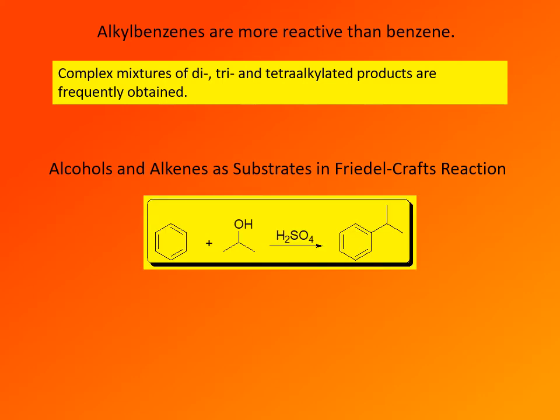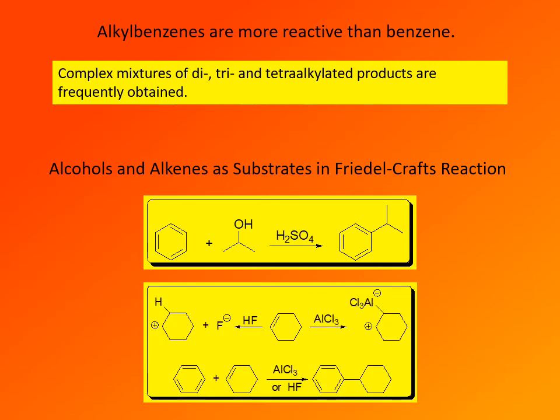For example, alcohols upon treatment with sulfuric acid lose a molecule of water to generate an intermediate carbocation, so that's one possible activated electrophile. Another method particularly commonly used in industry is activation of alkenes with hydrofluoric acid. Addition of hydrogen fluoride to an alkene results in formation of an intermediate carbocation and then subsequent Friedel-Crafts alkylation. Or alternatively, we can use a Lewis acid for this purpose.